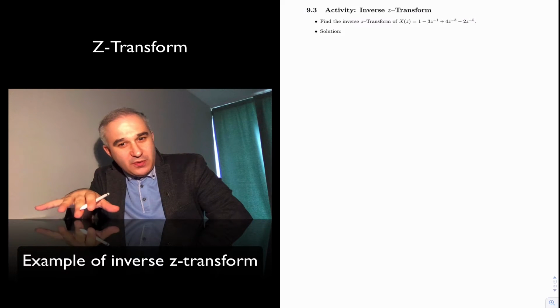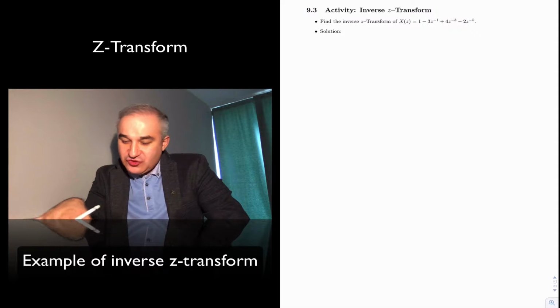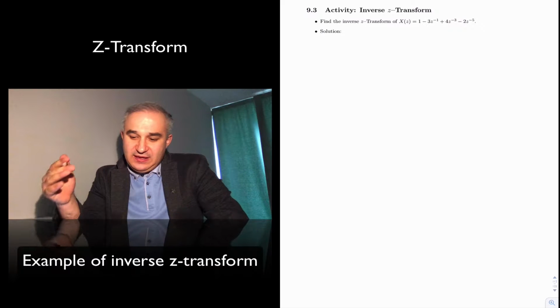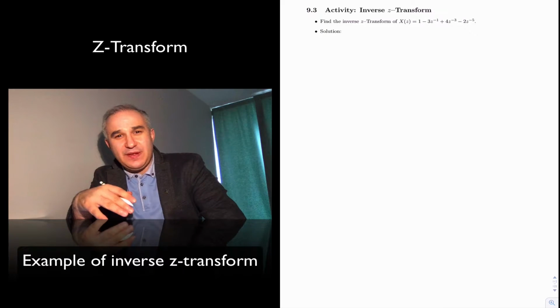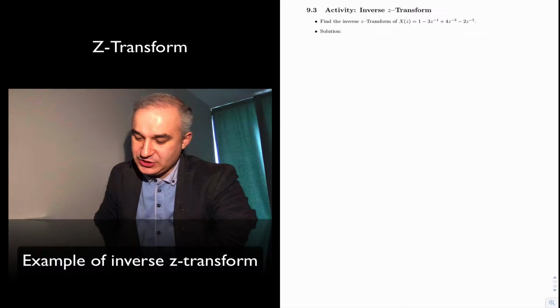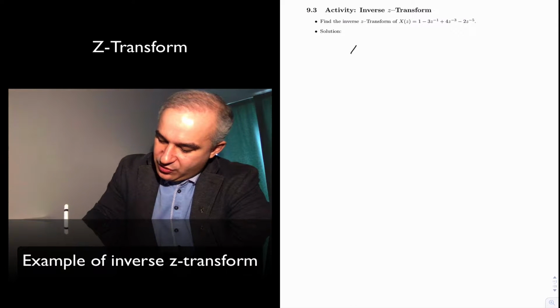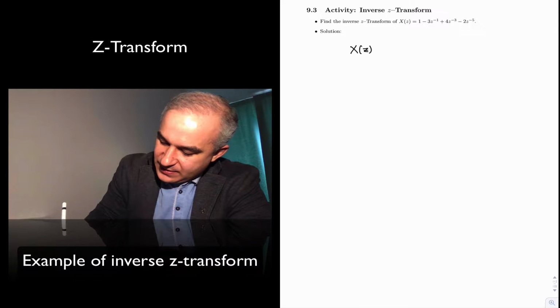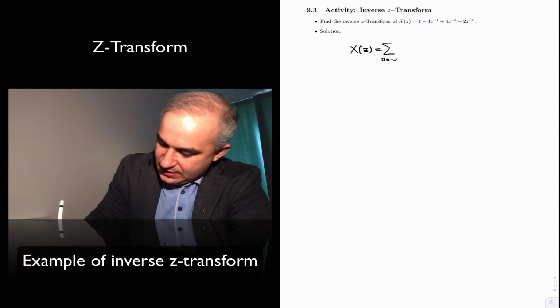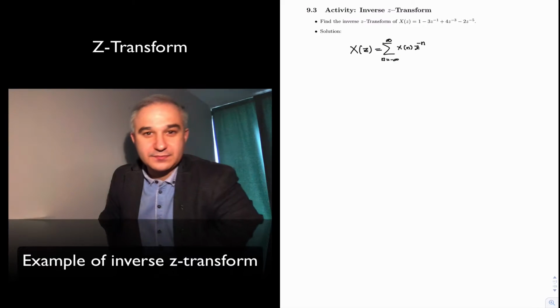Hello. So in this problem we have a Z transform and we need to find the inverse Z transform, and this is typically going to be done by inspection. If you recall, the Z transform was given by the sum from n equals minus infinity to infinity of x of n z to the minus n.